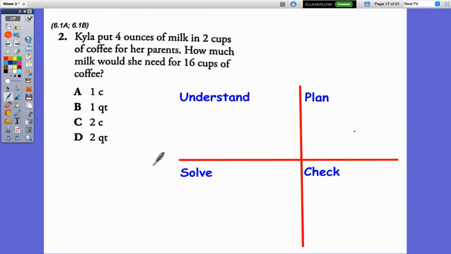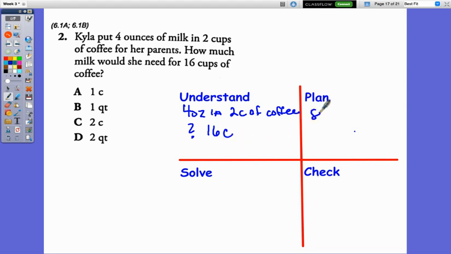Okay, moving on. Kyla puts 4 ounces of milk in 2 cups of coffee for her parents. That's a lot of milk. How much milk would she need for 16 cups of coffee? Kyla puts in way too much milk. 4 ounces in, I can write 2 cups of coffee. And my question is how many for 16 cups?